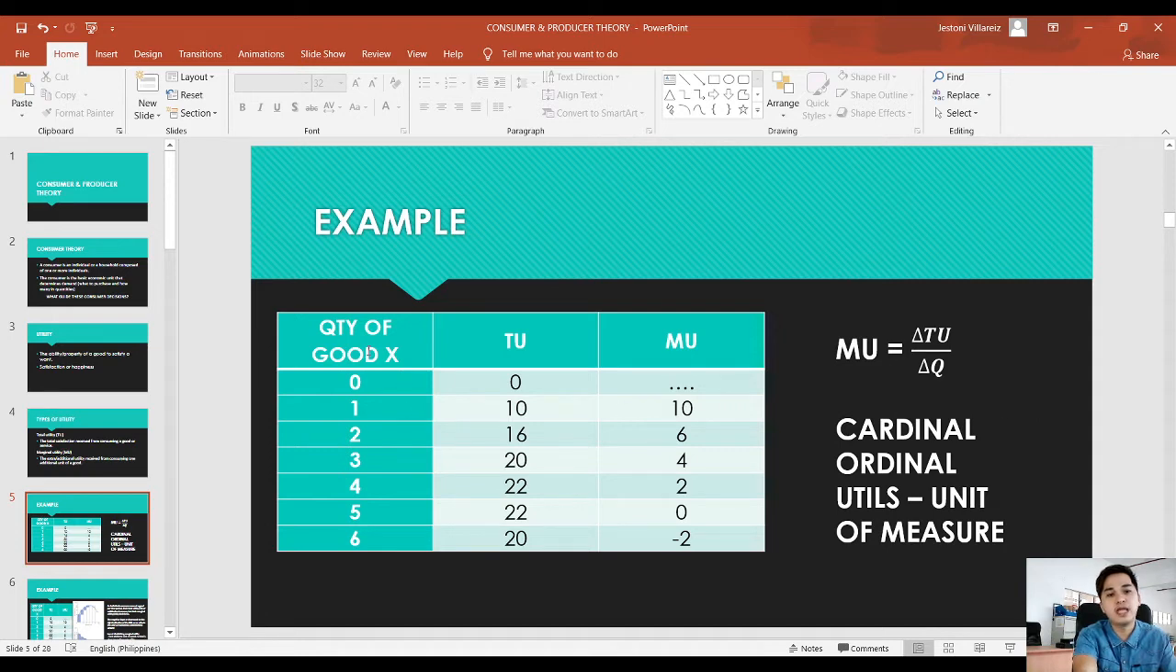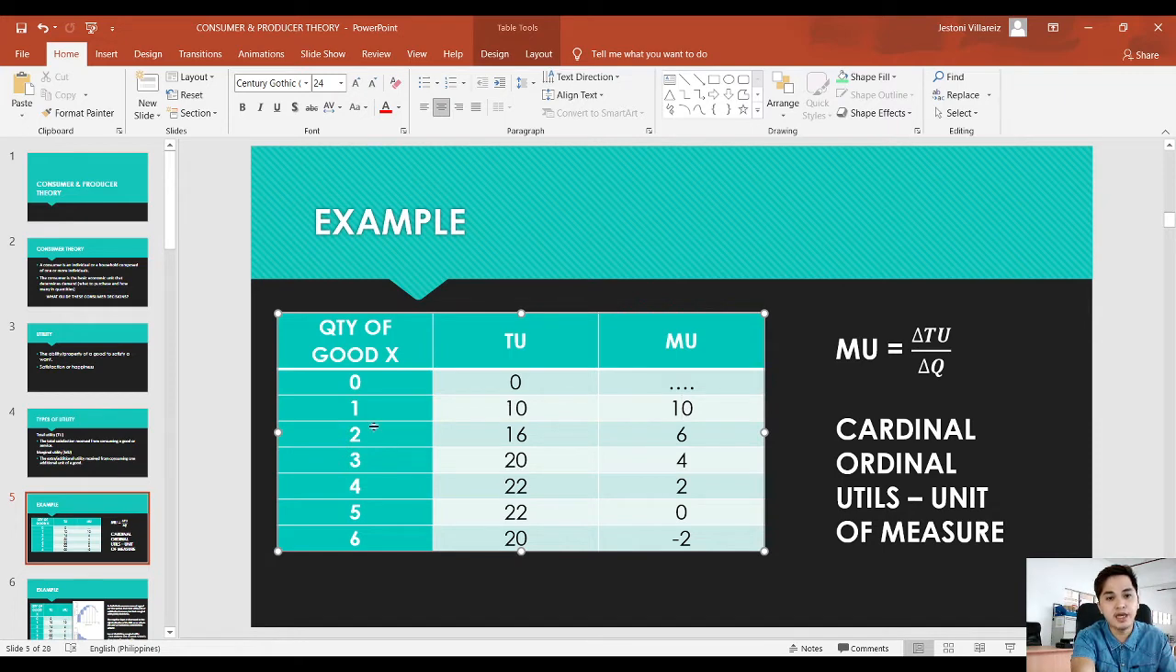Now let's say good X is a burger, so that it's easier for you to visualize. For consuming one burger, your total utility is 10. Since we only ate one burger, our marginal utility is also 10.